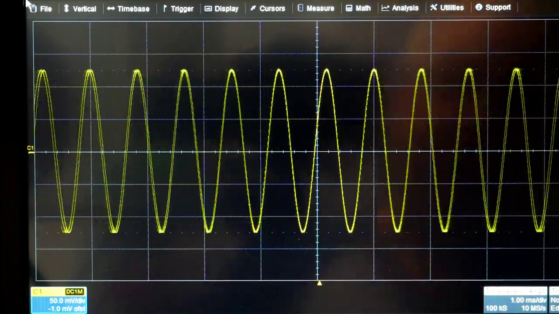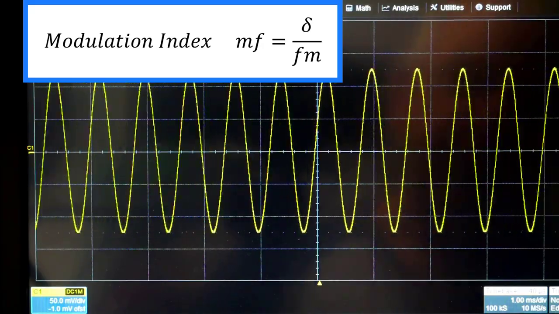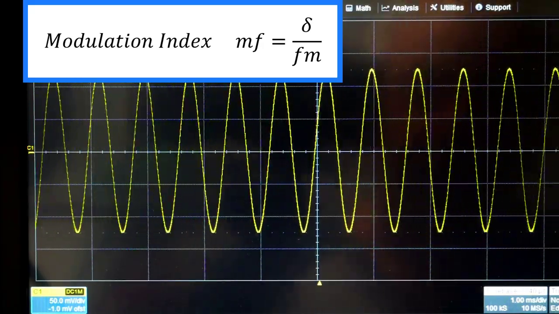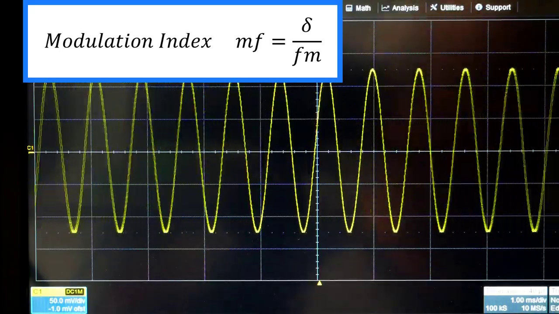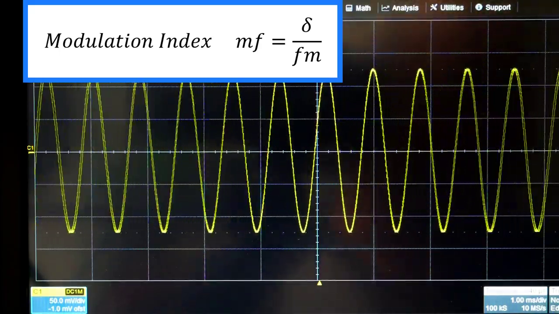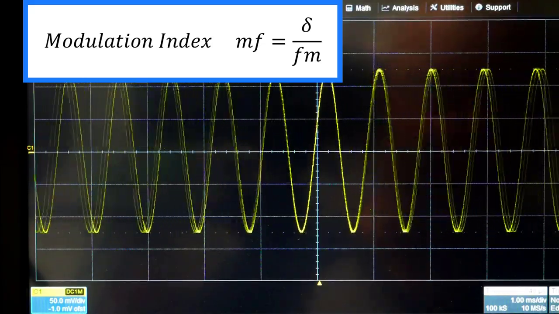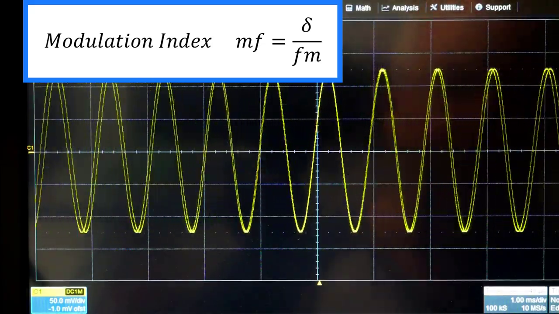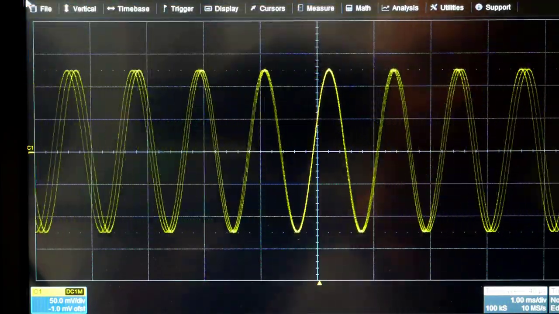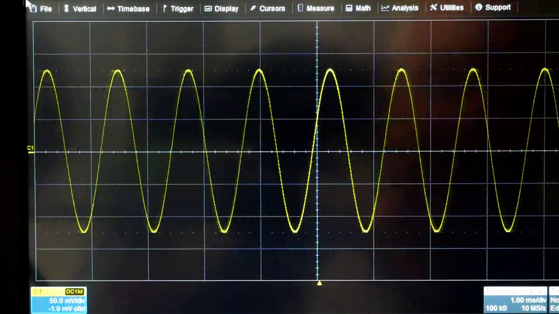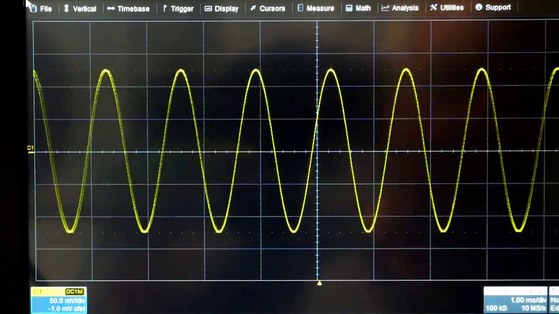And the modulation factor would be equal to the deviation divided by the frequency of the modulating audio tone, or whatever it is that you're using. And in this case, the small delta is not the same thing as the deviation rate. They just ran out of letters and decided to reuse them. The higher the modulation index, that MF, the higher the audio tone is that we'll be receiving.